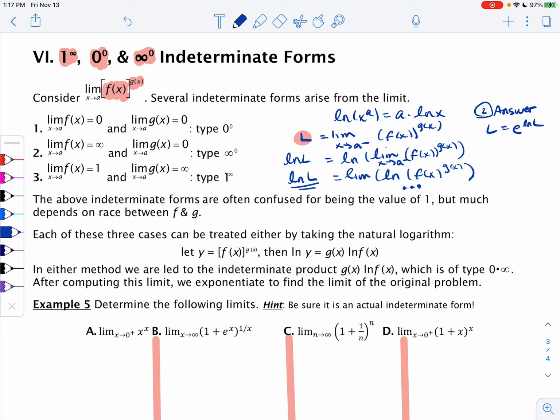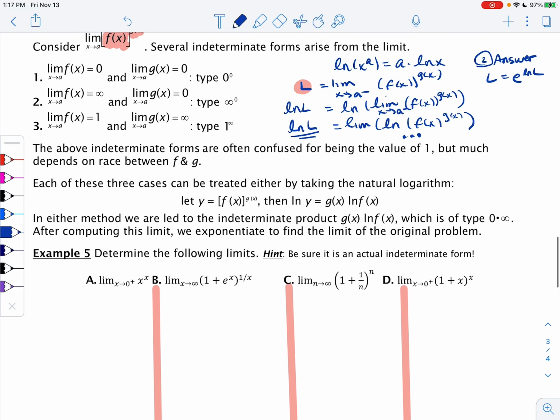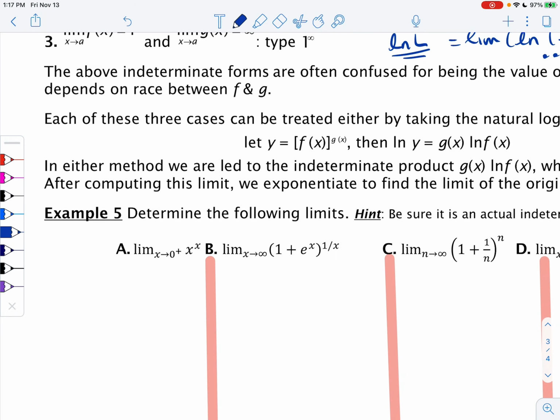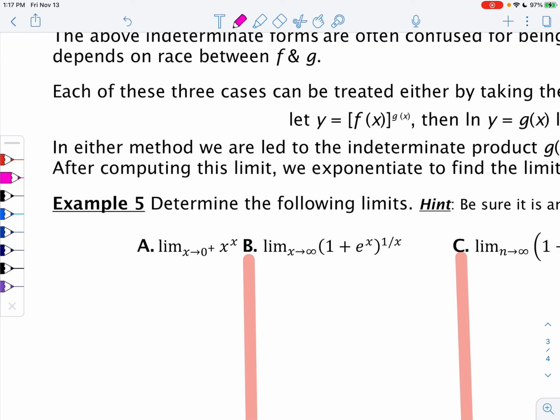All right, so let's take a look at a couple of examples and apply this technique. Make sure that your function is going to an indeterminate power before you proceed with this technique. So that's what I do first. Our first example is to calculate the limit as x goes to 0 from the right of x to the x. My limit as x goes to 0 from the right of x to the x is going to 0 to the 0, and that is an indeterminate power.